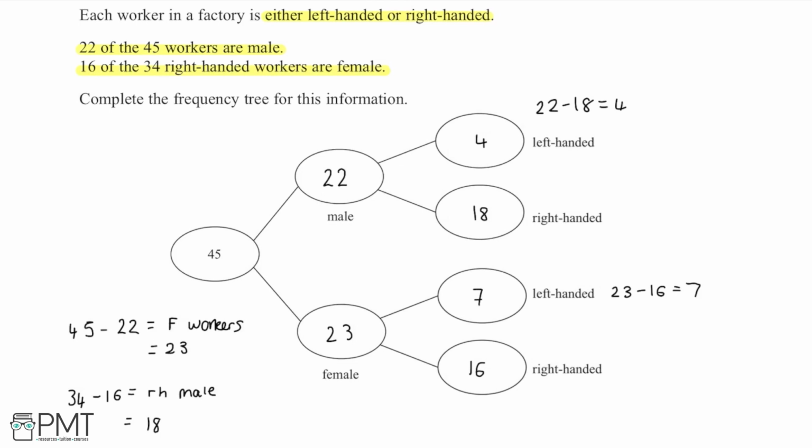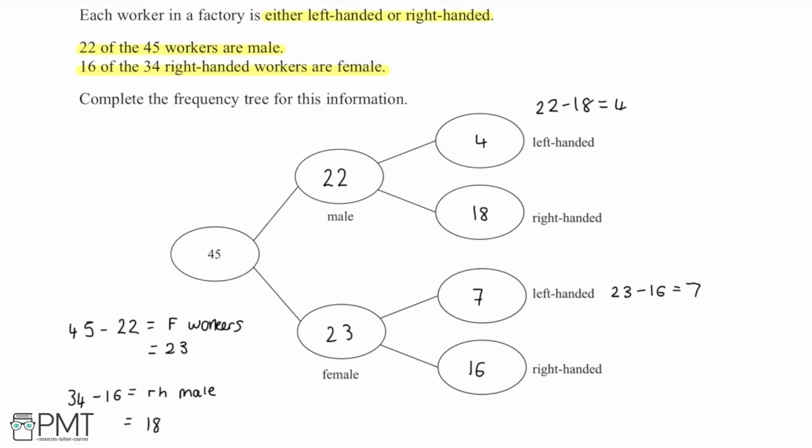So now we've filled in all of the sections, and we can just check that each pair, so these two branches sum to the branch before, these two branches sum to the branch before, and then we can check that we've got all of these correct and in the right places.